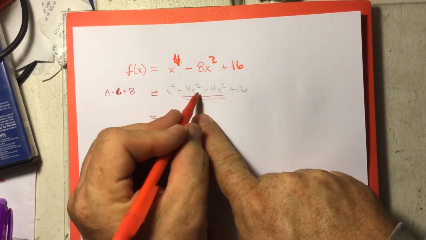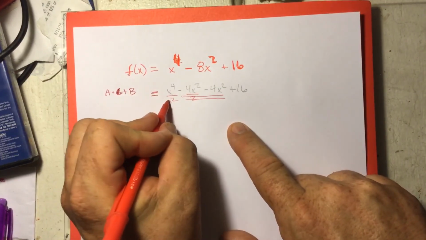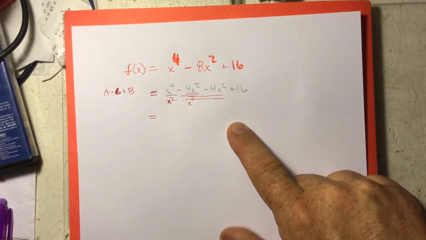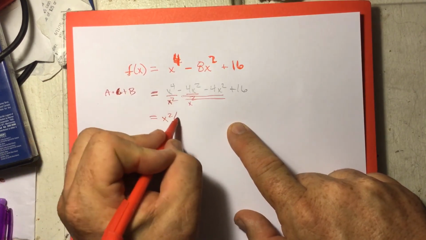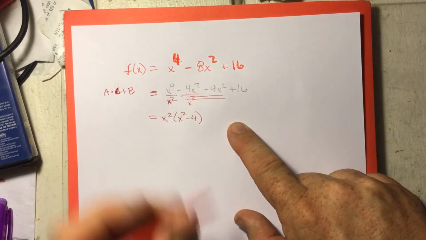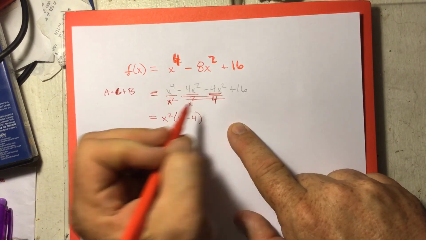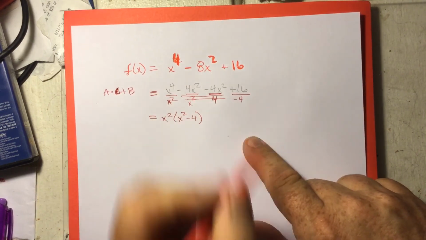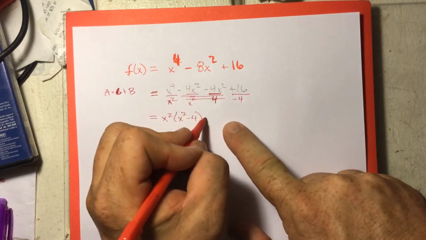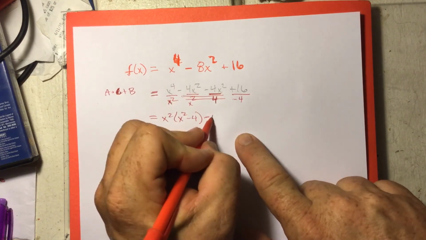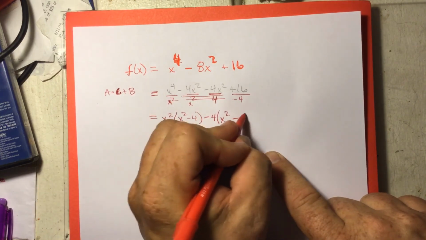So now, what can I take out of both of these? I can take out an x squared, put an x squared there, and an x squared there. So if I divide out an x squared, I get x squared, and I get x squared minus 4. And I can take out a negative 4 here and divide out a negative 4 there. So if I divide out a negative 4, I get a negative 4 in front. I get x squared minus 4.